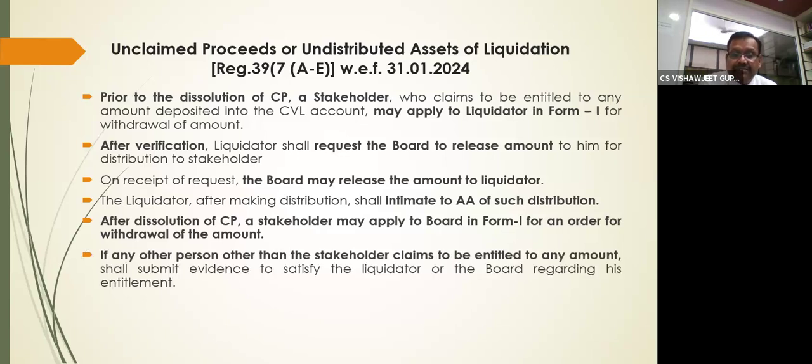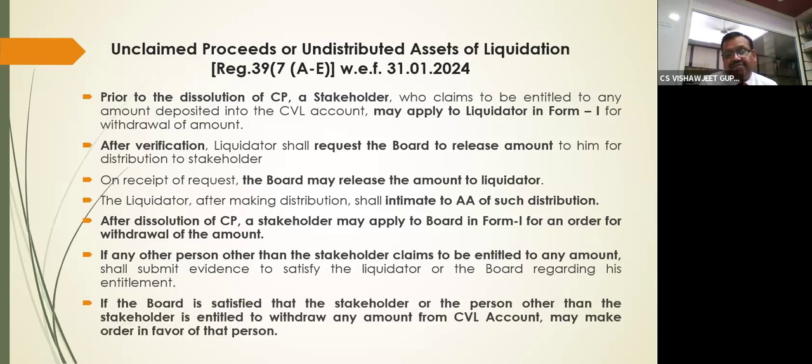If any person other than the stakeholder claims to be entitled to any amount, he shall submit evidence to satisfy the liquidator or the Board regarding his entitlement. So, if the Board is satisfied that the stakeholder or the person other than the stakeholder is entitled to withdraw any amount from the CVL account, it may make an order in favor of that person.